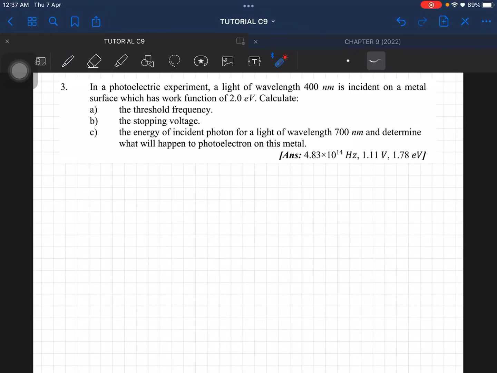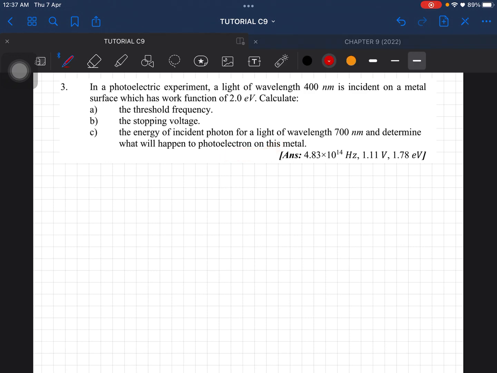Question number 3. In a photoelectric experiment, a light of wavelength 400 nanometer is incident on a metal surface which has a work function of 2 electron volts. So this one, you have to calculate the threshold frequency, the stopping voltage, the energy for a light of wavelength 700 nanometer, and determine what will happen to the photoelectron on this metal.